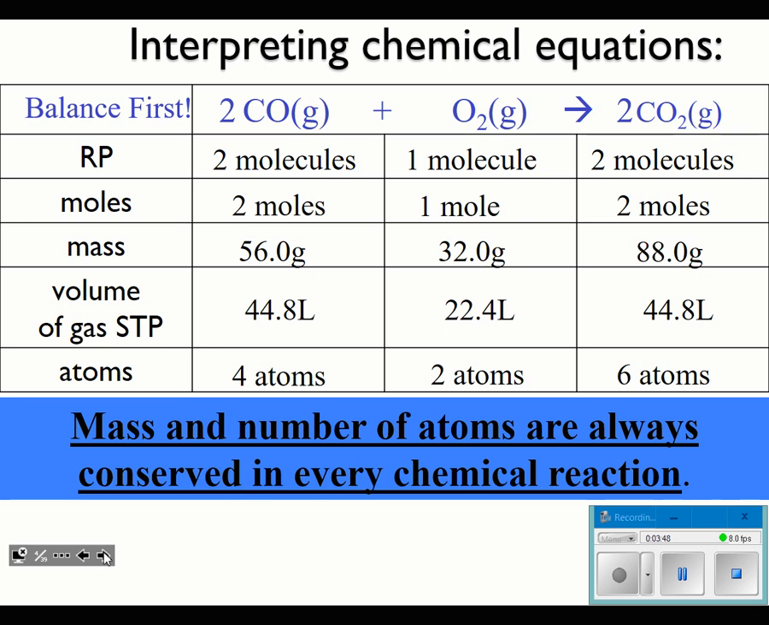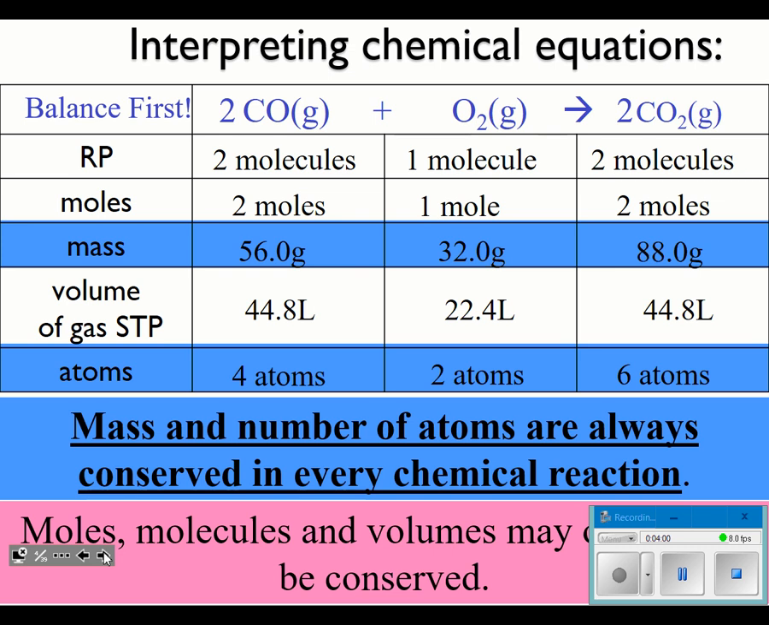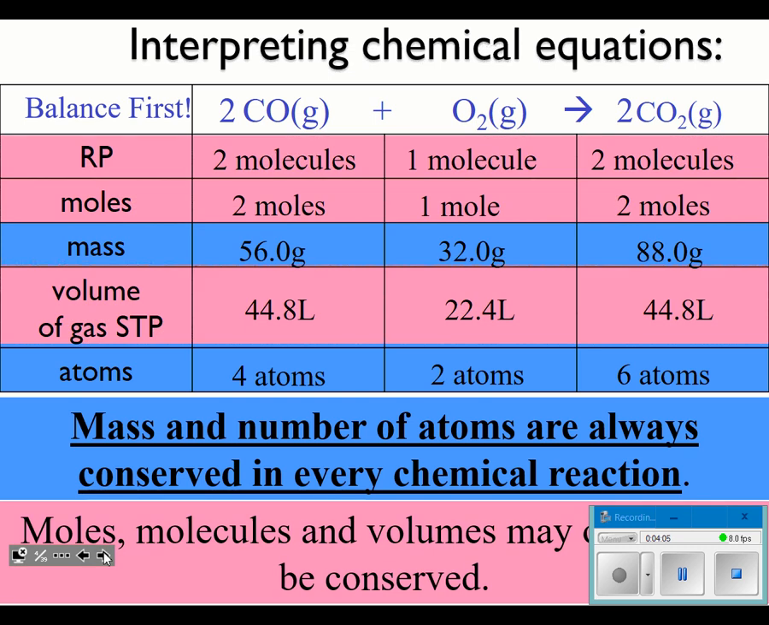So something to realize is the mass number and the number of atoms is always conserved. So these values always add up to the same number in products and reactants. They equal. But the moles, the volume, and the molecules may not always be conserved. Those values don't necessarily add up reactants and products wise. And the reason the mass and the number of atoms adds up is because of our law of conservation of mass. And that's why we balance chemical reactions, because the number of atoms has to be the same on the reactants and the product sides.